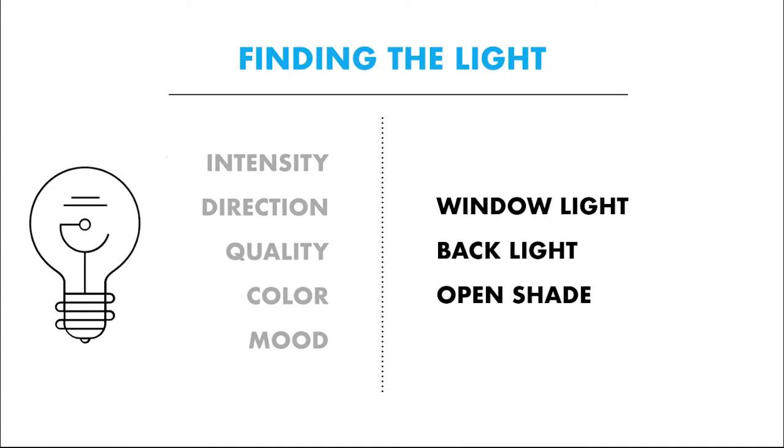All right, well, when it comes to light, we obviously need to think about intensity, direction, quality, color, and mood. But more particular, we need to think about all of those characteristics within different light sources. I'm going to look at 3 here: window light, backlight, and open shade.